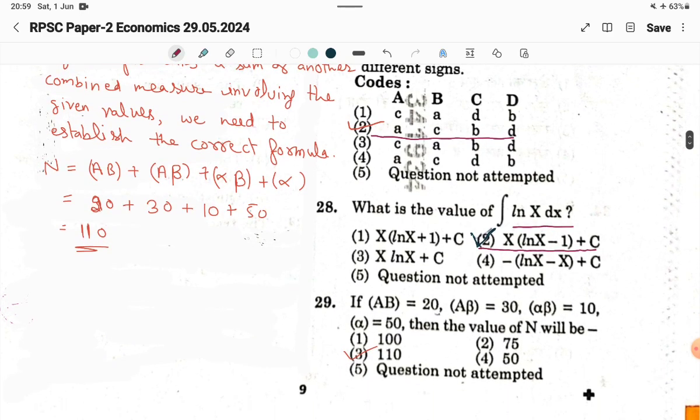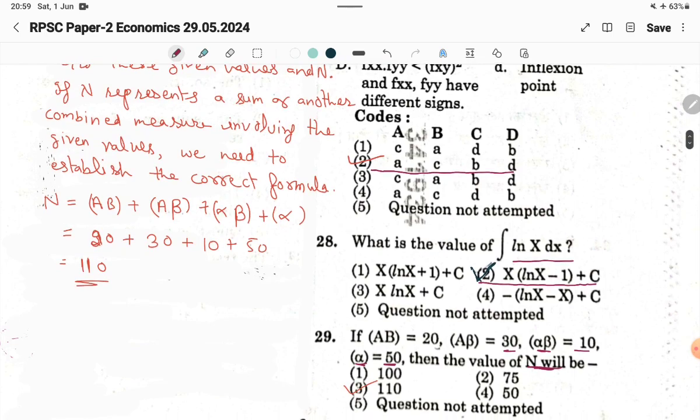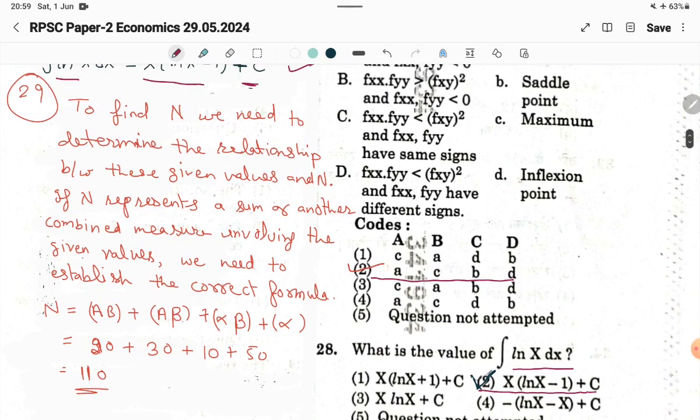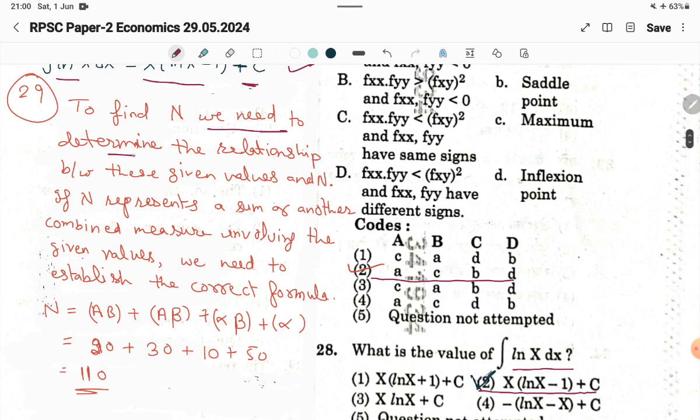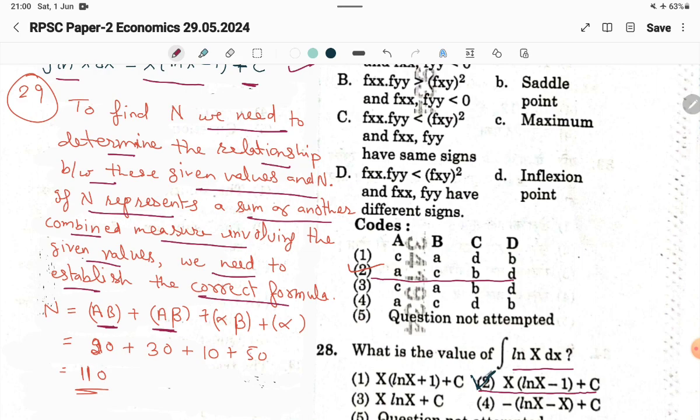Now the 29th question: if ab is equal to 20 and a beta is equal to 30 and alpha beta is equal to 10 and alpha is equal to 50, then the value of n will be. It is a question from probability. To find n, we need to determine the relationship between these given values and n. If n represents some combined measure involving the given values, we need to establish the correct formula. N is equal to ab plus a beta plus alpha beta plus alpha.